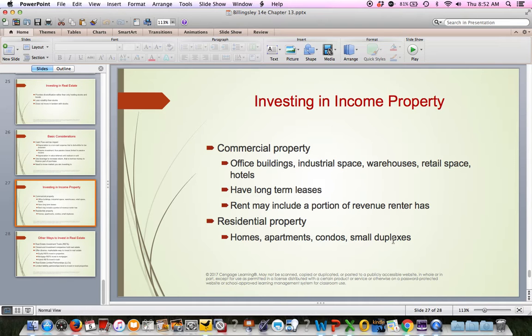Residential property is where people live. Homes, apartments, condos, small duplexes, fourplexes, things like that. There's lots of ways to get into real estate. I know some people who own a fourplex. They rent it all out. It can be a lot of work. It's not for everybody because of that.